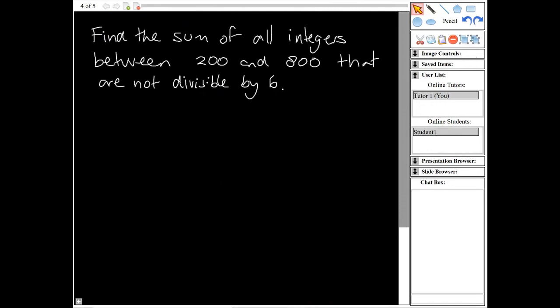Okay, so I'm going to look at another question. This one says, find the sum of all integers between 200 and 800 that are not divisible by 6. So we're going to need to do this in a couple of ways. First of all, what I'm going to do is try to find the sum of the integers between 200 and 800.